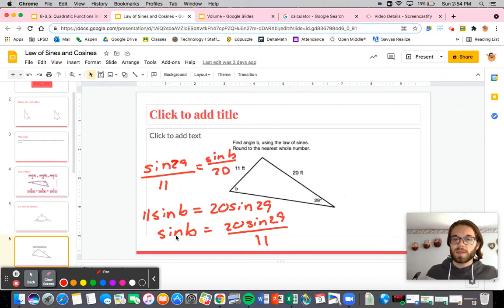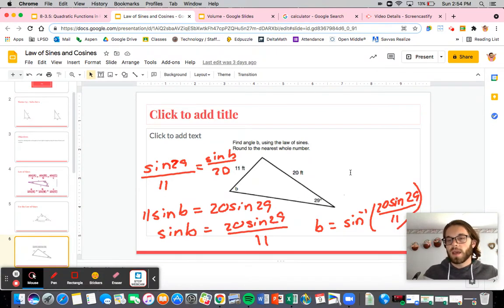So now I have to deal with the sine of b. So you're going to do the inverse trig. Now you do have to be careful with this. Don't forget about the inverse. So let's plug this in. I have inverse sine of 20 sine of 29 over 11.